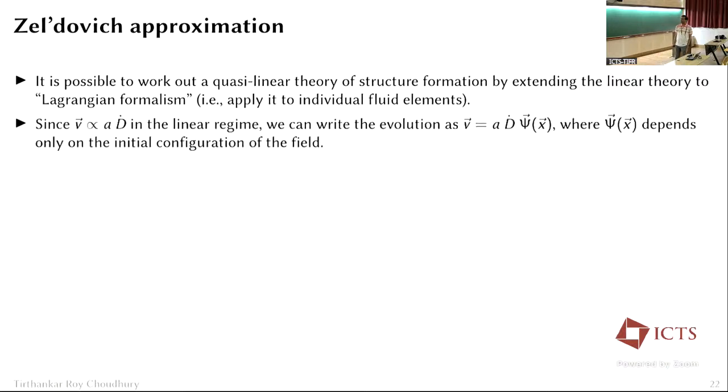What happens is you tend to apply these things to individual fluid elements. I will give you the broad idea. What we saw is that in linear theory, the time evolution of velocity goes as d dot. So I will write the velocity field as d dot times some spatial function, which will depend on the initial configuration of the field, and this will give you the time evolution of that.